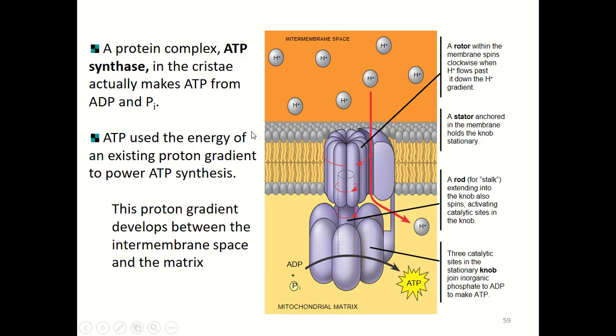So let's see more clearly how ATP synthesis and chemiosmosis occur. This protein complex is the structure of ATP synthase embedded in the inner mitochondrial membrane, which is responsible for making ATP from ADP and phosphate. It uses the energy of an existing proton gradient to power the ATP synthase. The proton motive force formed from the hydrogen ions across the inner mitochondrial membrane is what powers the ATP synthase.